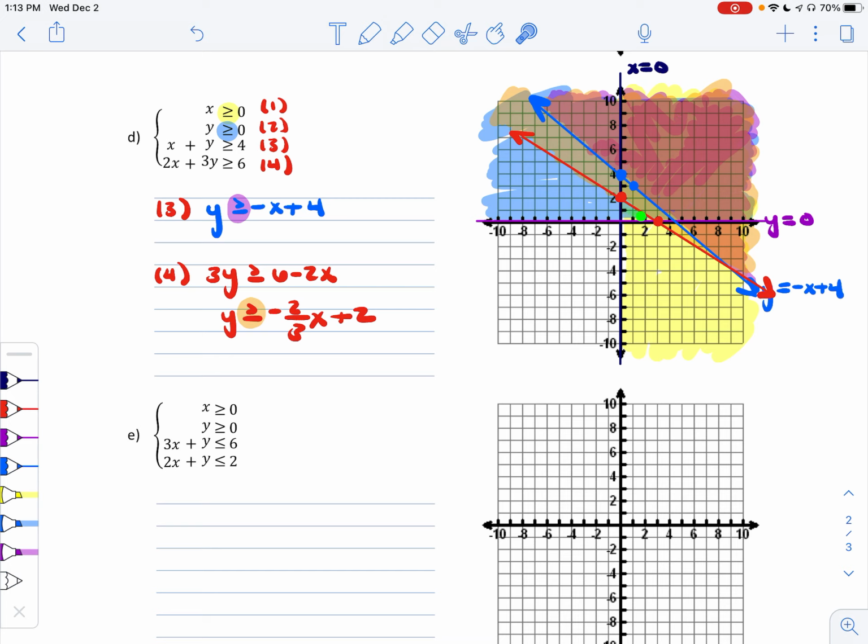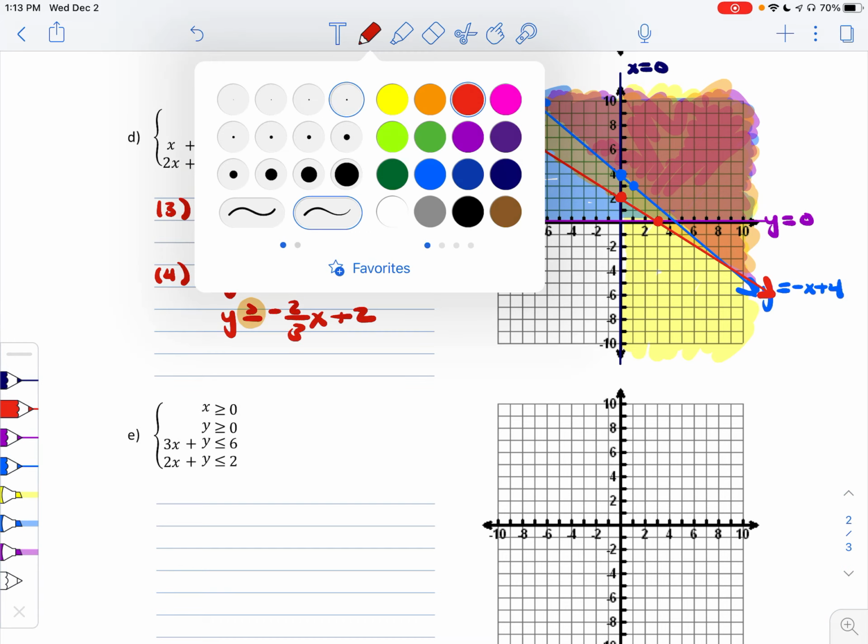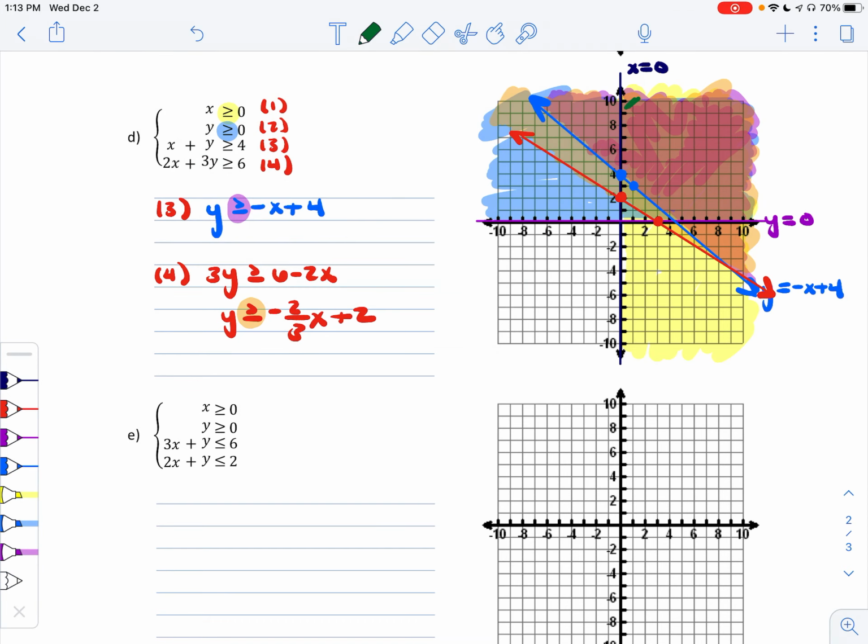So in this case, the red line really didn't affect anything because it didn't give us any restrictions that the blue line hadn't already. So if I just get out a different color and shade this in, we're essentially going to have this region right in here.